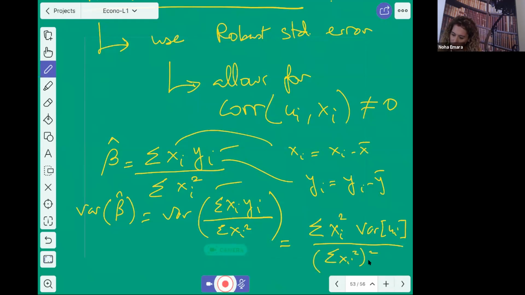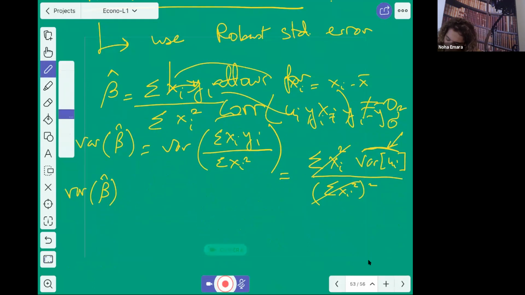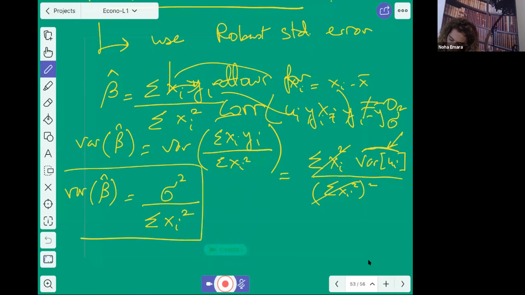In the homoskedastic case, this variance is constant, right? We said this one is constant, equal to sigma squared. And I can always remove one of these with one of these, right? So I can simply say that the variance of beta hat is equal to sigma squared over the sum of xi squared. So this is your homoskedastic standard error. And this is the one that is computed by default in Stata.